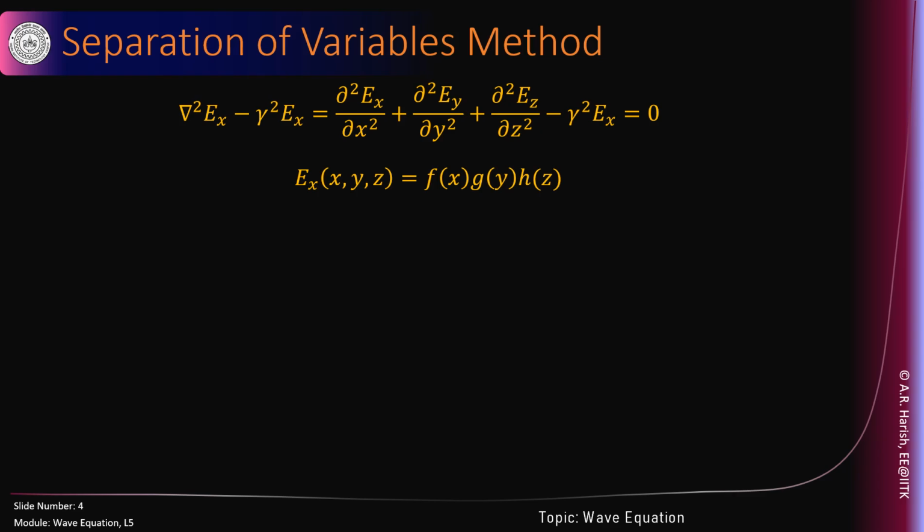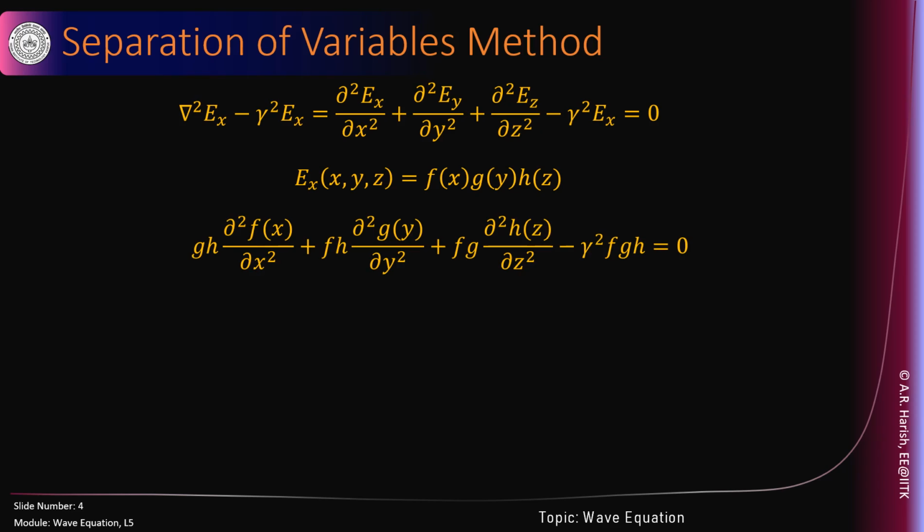What we assume is that Ex, a function of x, y, z, can be written as f of x, a function of x alone, multiplied by g of y, a function of y alone, multiplied by h of z, a function of z alone. That is, Ex is a product of three functions which are functions of x, y, and z independently. This is a very big assumption. Next slide I'll tell you under what conditions such an assumption can be made. Now let us substitute this in the top equation.